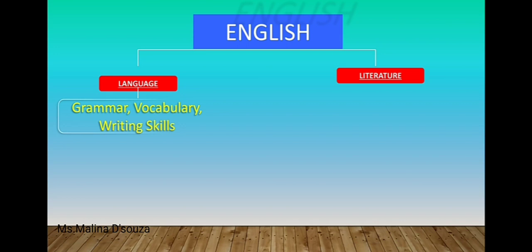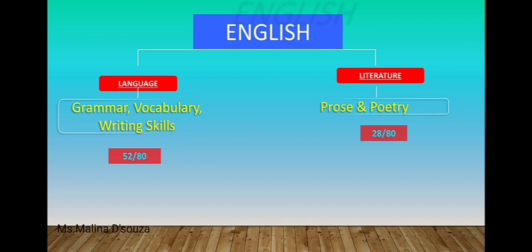Vocabulary concepts, compound words, collocation, synonyms, antonyms, etc. Writing skills such as letter writing, speech writing, view and counter view, and so many others. And literature simply means prose and poetry, the poems and the lessons from your textbook. Now students, language is for 52 marks out of 80 in your paper, and literature 28 marks out of 80.